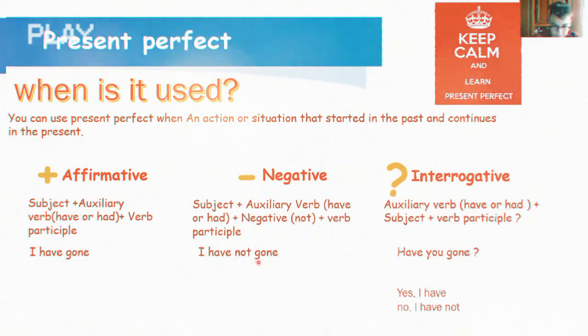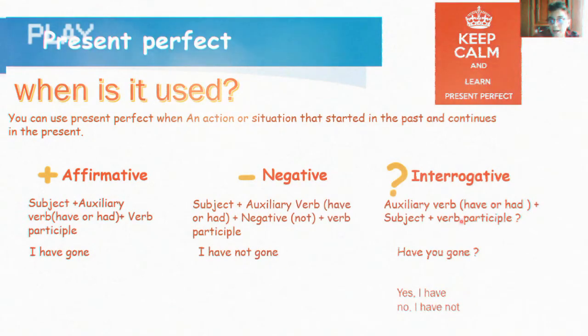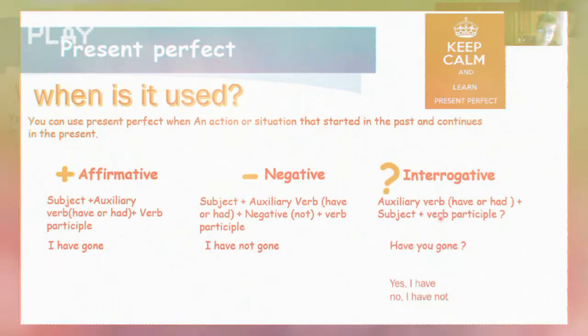I have not gone. Interrogative: auxiliary verb have or has, subject, and verb in participle. Have you gone? You can answer yes, I have, and no, I have not. The auxiliary verb depends on the pronoun.